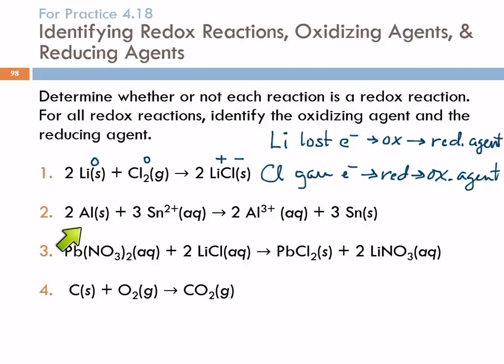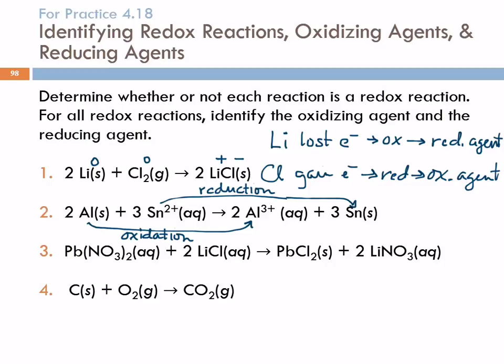Is this an oxidation reduction reaction? Yes, it is. Here we have aluminum as an element with no charge, and it's becoming aluminum 3+, losing electrons, right? So it goes from 0 to 3+. So the aluminum here, losing electrons is what? Oxidation. So that's oxidation. What's happening to the tin? Going from 2+ to 0. Reduced.